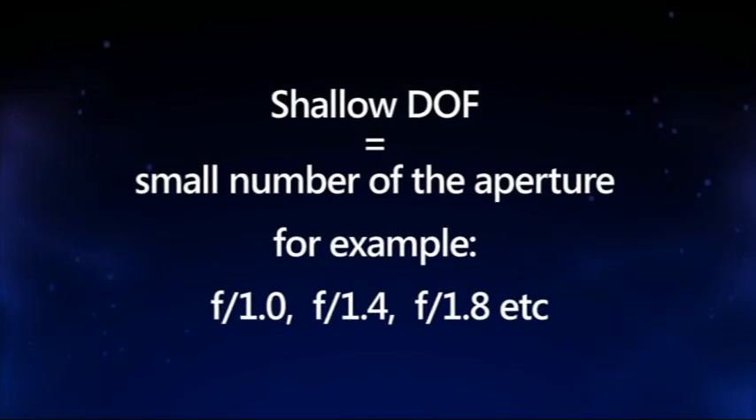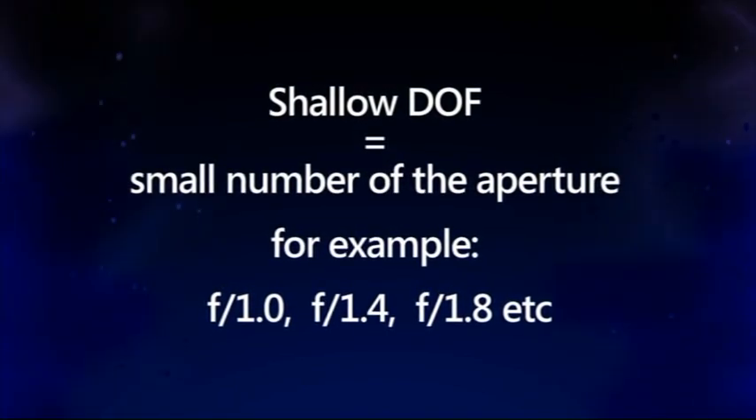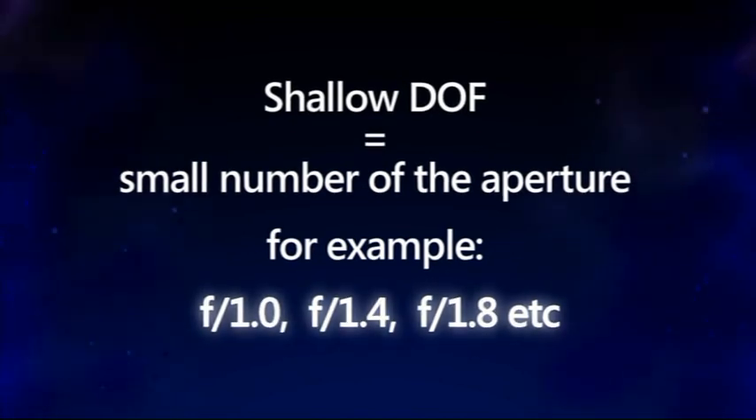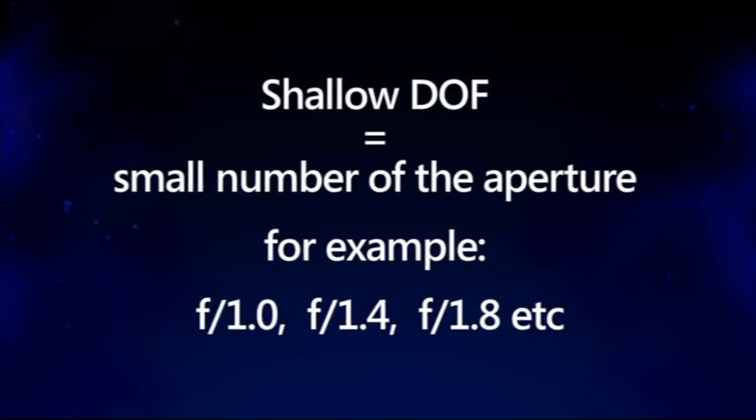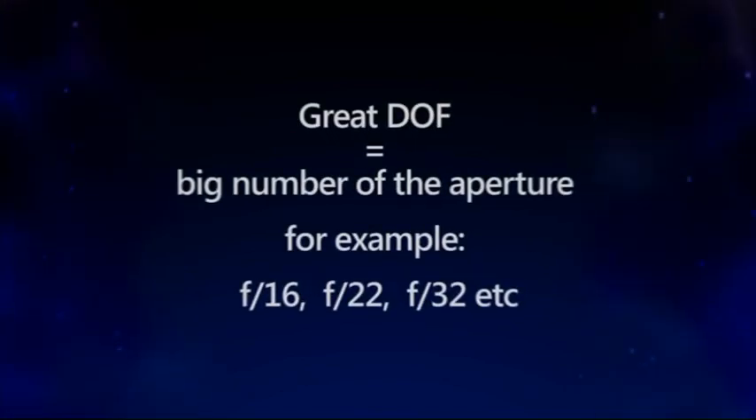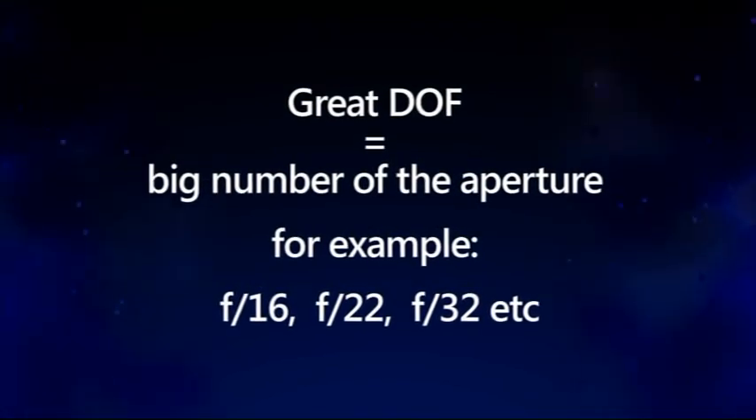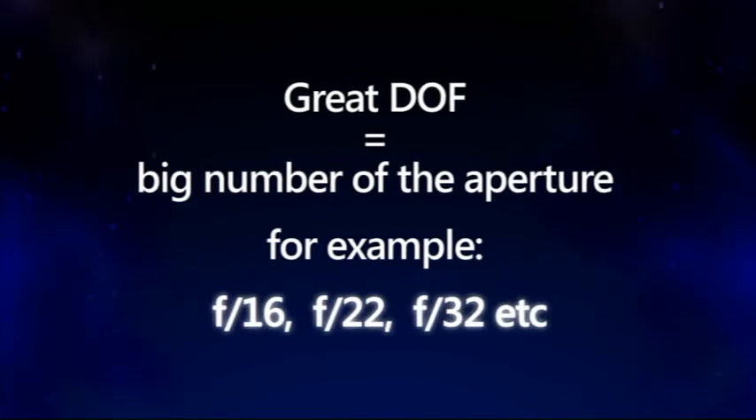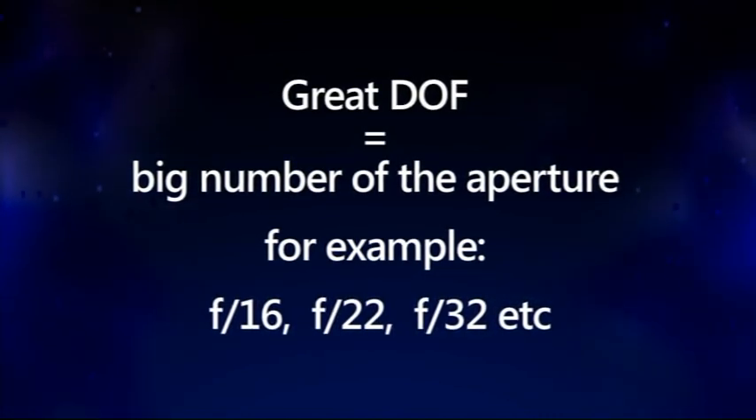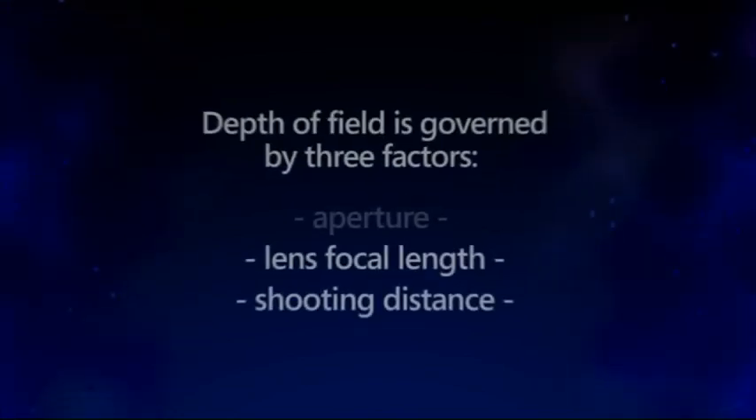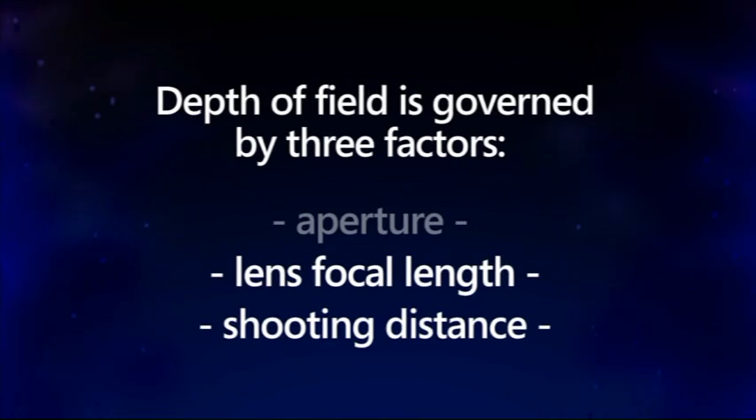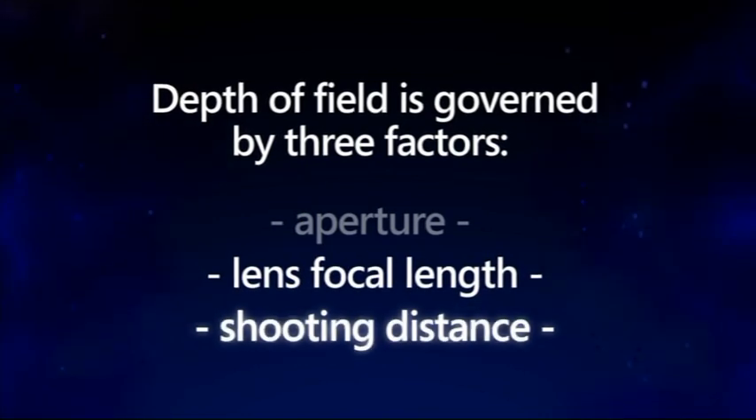If you need a shallow depth of field, open your lens as much as you can, set your aperture to the smallest reading, and you will get a shallow depth of field. If you need a great depth of field, close your lens as much as you can, set the f-stop to number 16 or higher, and you will get a great depth of field. You can also affect the depth of field by changing the other two parameters. We will cover this in our next program.